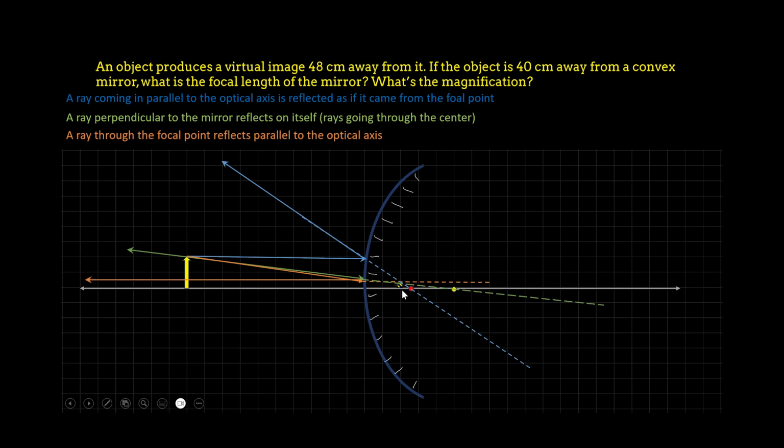Each unit is 4, so that's at 8. And it looks like this is a little bit below a half. This is 2, right? H sub O is 2. H sub I is M times H sub O. The magnification was 0.2 times 2, 0.4. So a little bit less than a half centimeter. There it is.